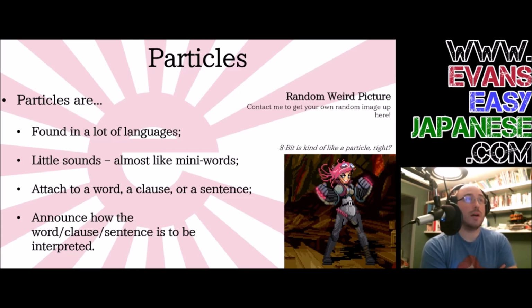Okay, great. Anyway, so a particle attaches to a word, a clause, or a sentence. Depending on the textbook you pop open, you're going to have different names for these particles. You're going to either have a word particle, a clause particle, and a sentence particle. They announce how the word or clause or sentence is to be interpreted. That is a very, very vague definition, and I'm not even sure if it's the best definition. But basically, it changes the meaning slightly. For example, the ka particle, like we're about to learn, attaches to a sentence and it makes it into a question generally.